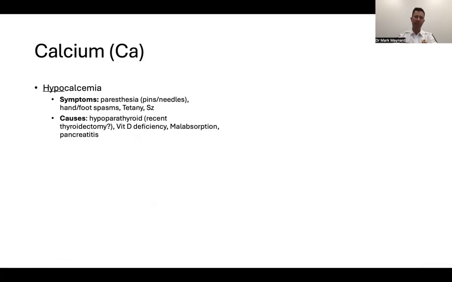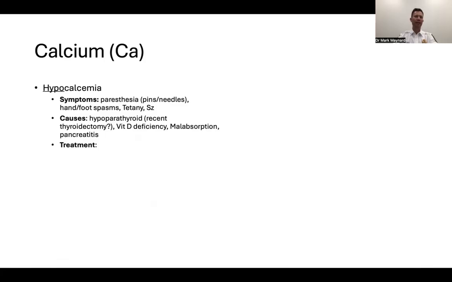Of course, vitamin D, we all know, is involved in calcium absorption. And so vitamin D deficiency could be the issue. Malabsorption, so think about all of your GI issues, Crohn's disease or celiac disease. These are the patients that may not be absorbing calcium properly. And pancreatitis, specifically acute pancreatitis, can cause low calcium because it sequesters the calcium and causes it to precipitate as the pancreas is inflamed. That's kind of a rare cause.